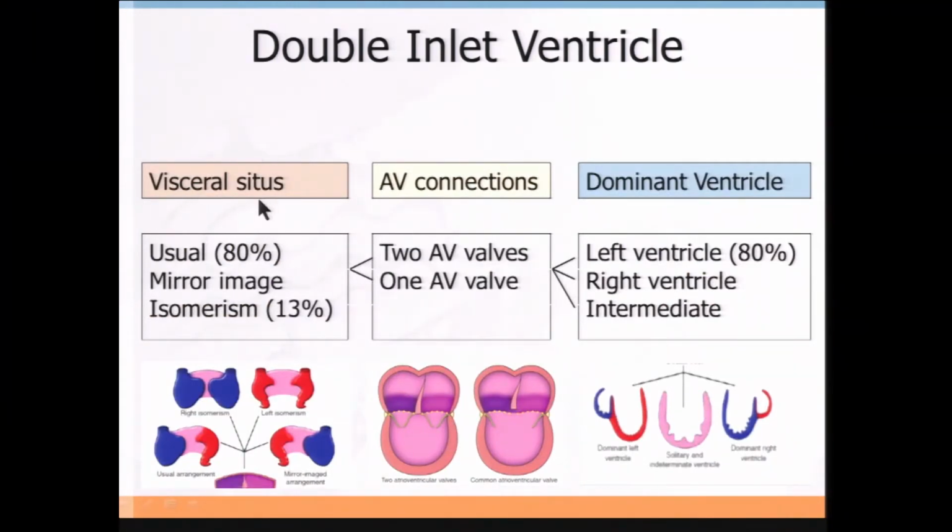Visceral situs can be any kind. Usually 80% had the usual atrial arrangement and about 13% isomerism. AV connection, as I mentioned, can be of two types. And the most important feature is the dominant ventricular morphology. The main ventricle can be left ventricle, right ventricle, or sometimes intermediate, where we cannot find any morphologic feature of a right or left ventricle, although left ventricle morphology is 80% from the literature.